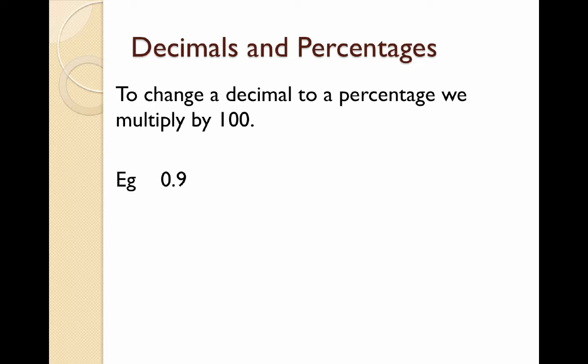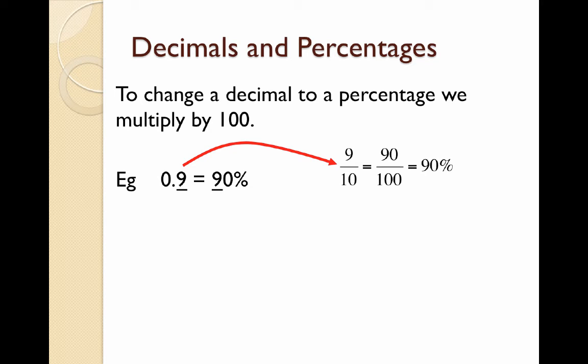What about 0.9? That 9 is in the tenths column, but it's not 9%, it's actually going to be 90%. Why is that? Well, that 0.9 is a 9 out of 10. If I wanted to change that into a fraction out of 100, I would just need to add a 0 to my numerator and denominator, making 90 out of 100, 90%.